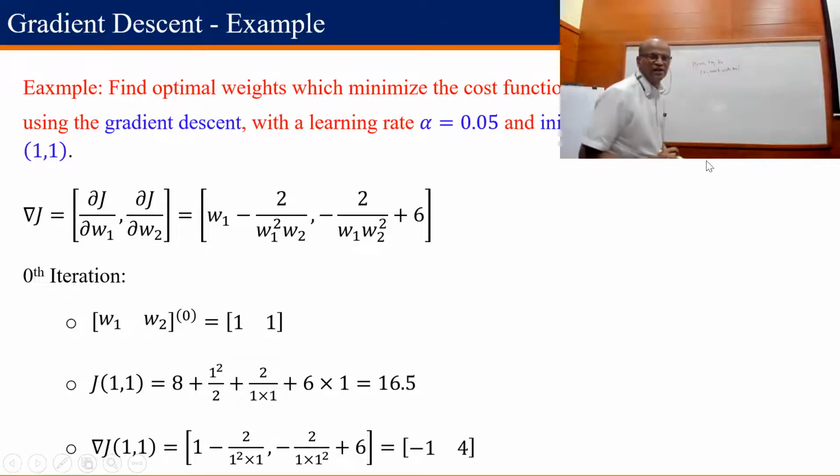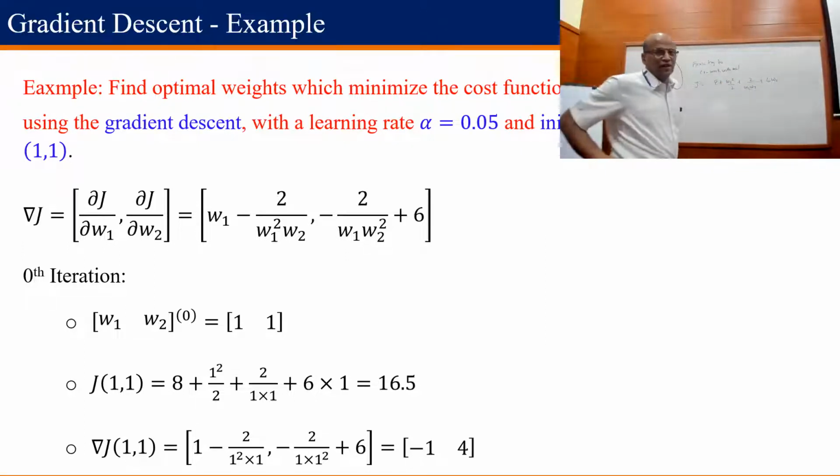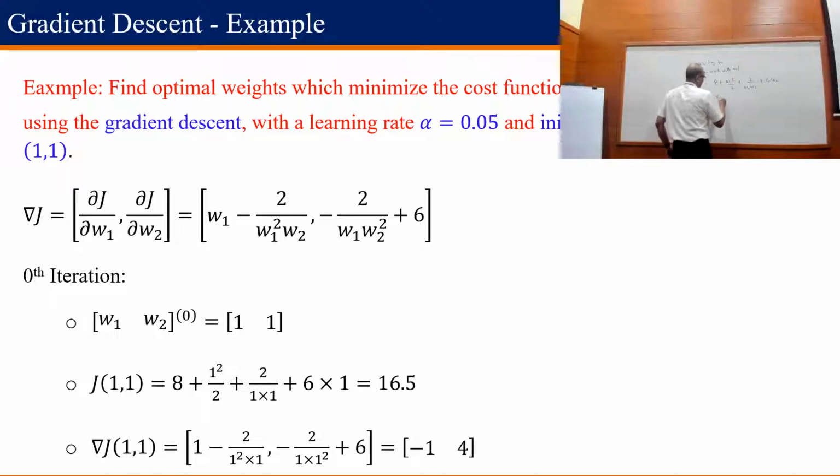What is the function? I can't see it. Please tell me. So J equal to 8 plus W1 square by 2 plus 2 by W1 W2 plus 6 W2. Okay, because I can't see the right one. Now gradient descent. Alpha is 0.05. And W1, W2.